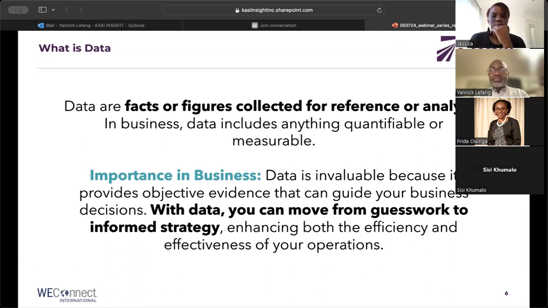And so as you can imagine, being in business is usually like an arbitrage of information. You identify a need, and you're trying to fill that need, right? And so you use data to do these things. So being in business is actually data arbitrage: having information that you know, and also providing a product or service to fill that gap. So data definitely is invaluable because it provides you with objective evidence that can guide your business decisions.